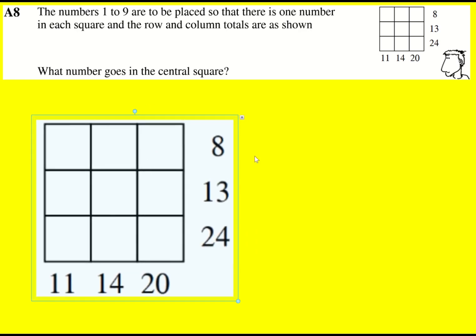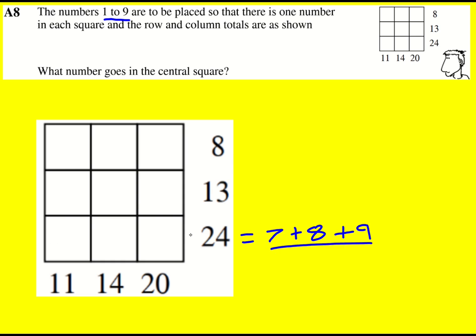Really good question here. We're trying to fill in this table such that the row and column totals are as shown. And we're using the numbers from 1 to 9. Okay, let's look at the largest number, 24. Now actually, if you take the three largest numbers you could possibly put in the table, then that will equal 24. So we must have 7, 8, and 9 along this row in some order.